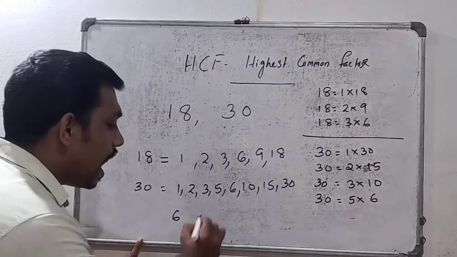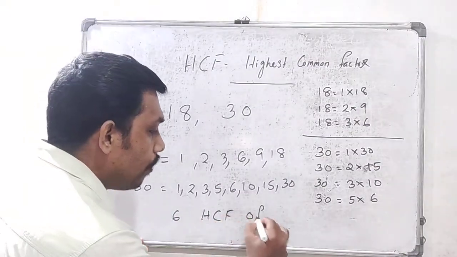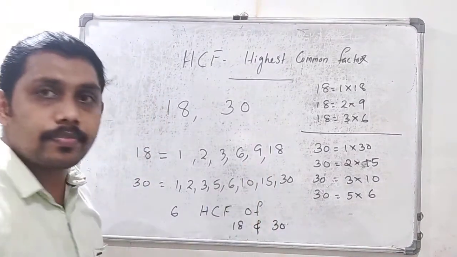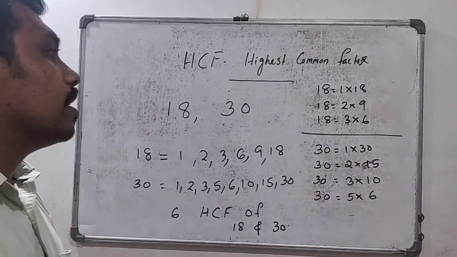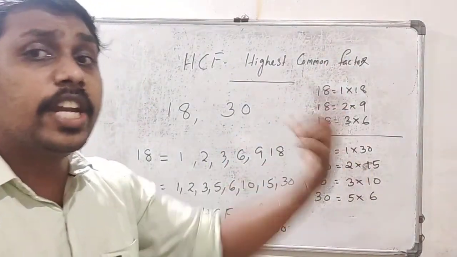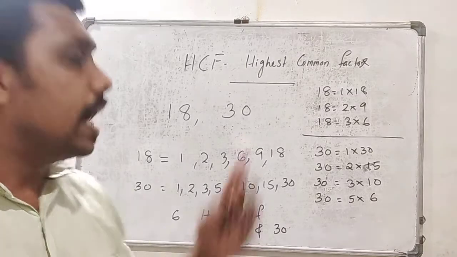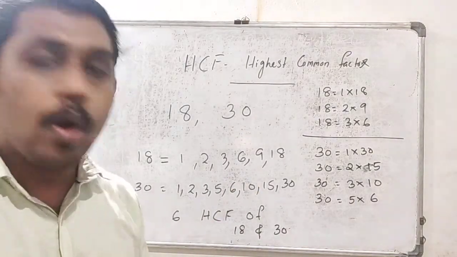So we can say 6 is the highest common factor of 18 and 30. That means we can find the highest common factor of numbers by using this method. We need to know all the factors of the given numbers, and that will give the highest common factor. This is one method.